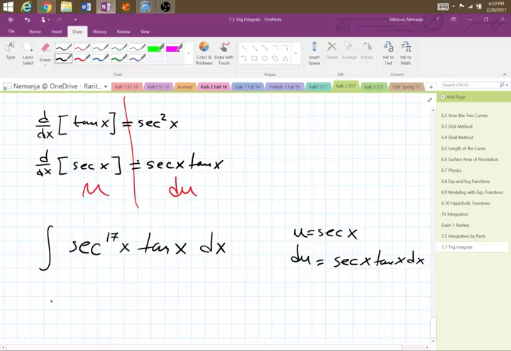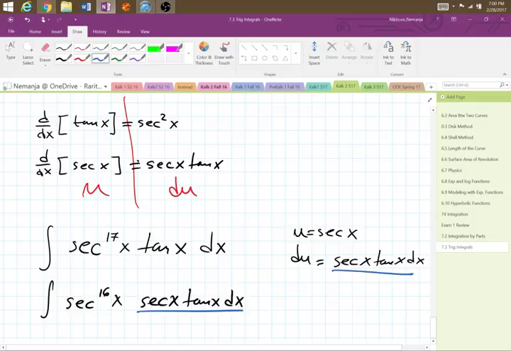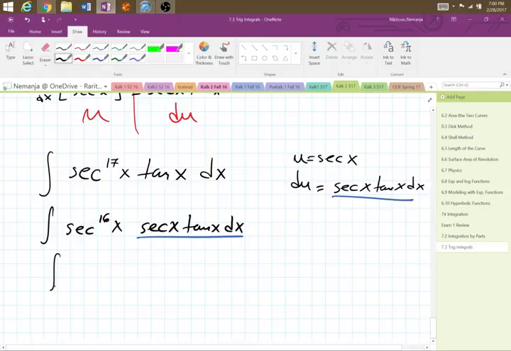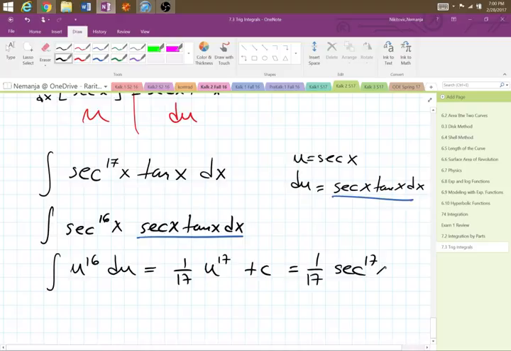So we have to peel one secant, and I'll underline it in blue, so we see that now du parts are the same. So this was one of those easy problems in this case. This is u to 16 du, which is 1 over 17 u to 17 plus c, which gives us as the final answer 1 over 17 secant 17x plus c. It's either plus c or minus 1, you know that by now.